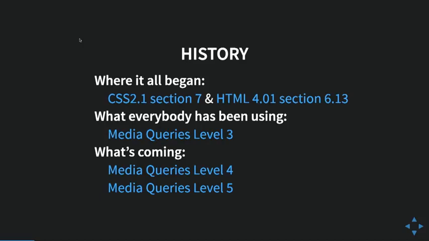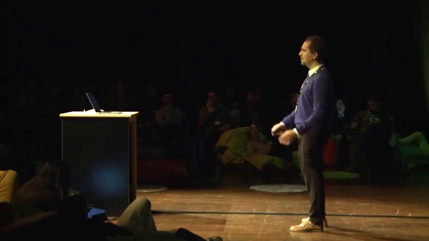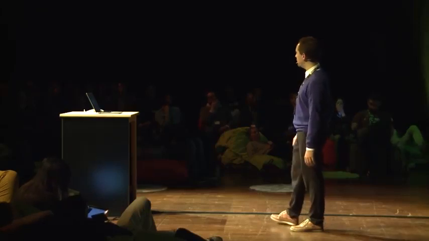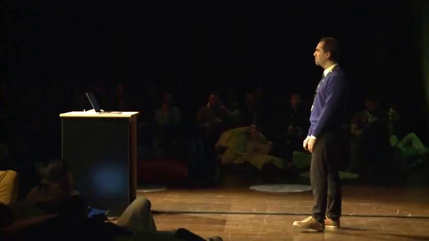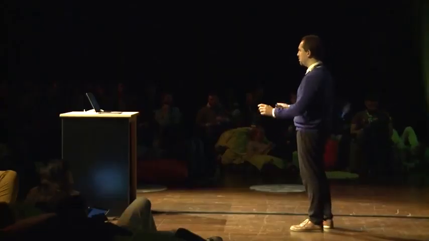Media queries level 3, which is what pretty much all of you have been using for the last few years. And since that too was good and people used it, we kept going. Media queries level 4 as a specification is just done, it's just ready. Browsers have started implementing some parts of it. Many things I'm going to talk about today are specified but not implemented.